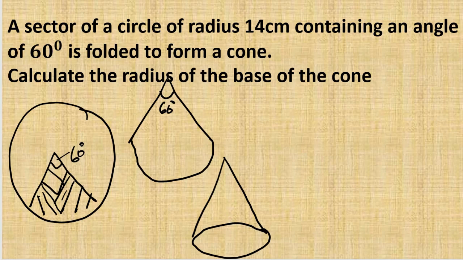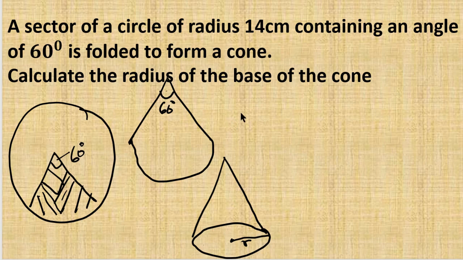Now, if it's folded to form this cone, we're expected to calculate the radius of the base of the cone. Now, here's the base of the cone. That is this circle at the base. Now, we have to calculate this radius here, which is r. Now, if you look at this sector that is being folded to form this cone, they will have a point of similarity. And the point of similarity here is the base of this sector, or the arc here. The arc of this sector is going to translate to the base of the cone.